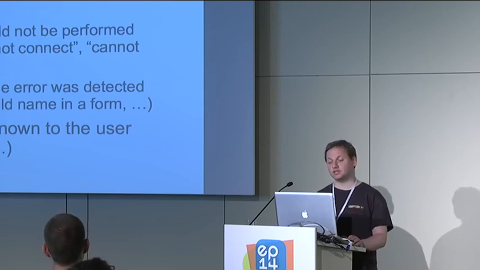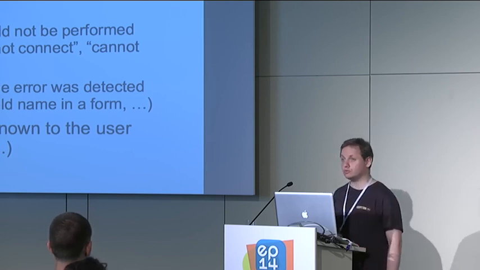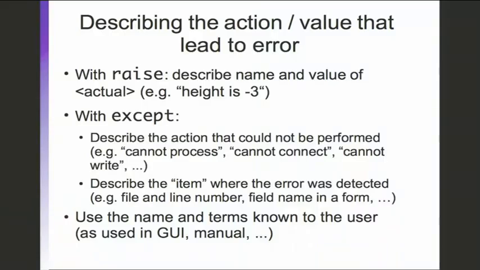So how do I describe the action and the value that led to the error? When I raise an error, I just specify the value I used in my error condition. So in my case, height had the value minus three, and I just add it to the error message. The error message says height is minus three, but must be greater than zero. When I get an error already from a calling routine and I catch it with the except statement, I don't know what the initial condition was, so I just have to rely on the initial message.